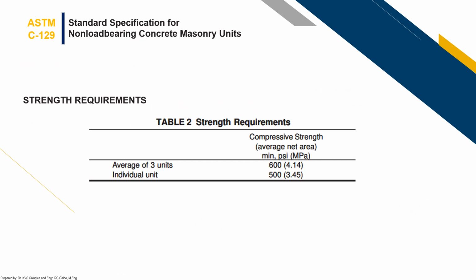And as to the strength requirements for the non-load bearing CMU or concrete masonry units, the average of your three units shall have a minimum compressive strength of 600 psi or 4.14 megapascal. And then for the individual unit, okay, it should have a minimum of 500 psi compressive strength or 3.45 megapascal.